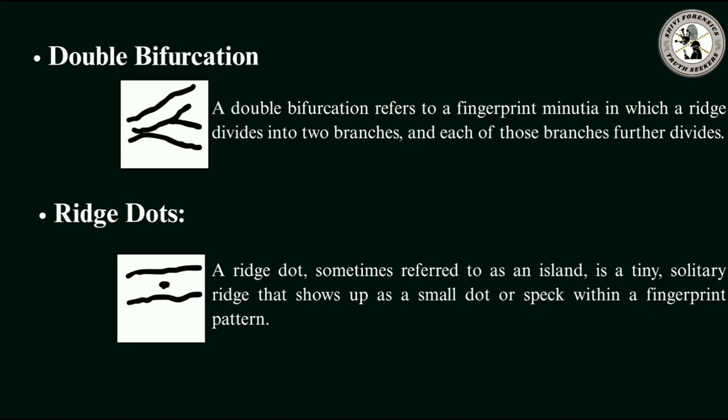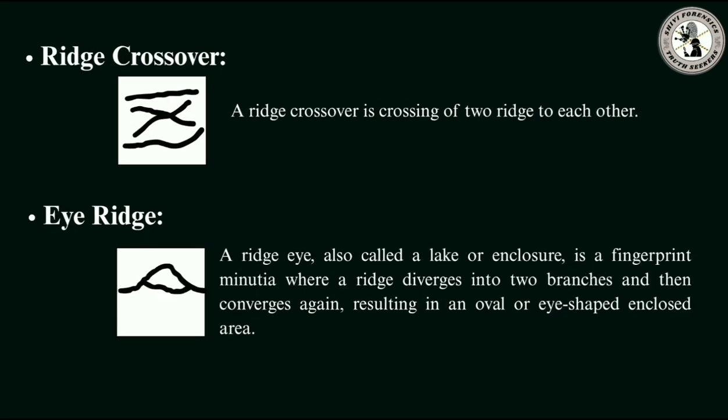Next one is crossover. A crossover is where two ridges intersect or cross each other, forming an X-like structure. Next is ridge eye. A ridge eye, also known as enclosure, is formed when a ridge bifurcates and then rejoins, forming a closed loop or oval opening.